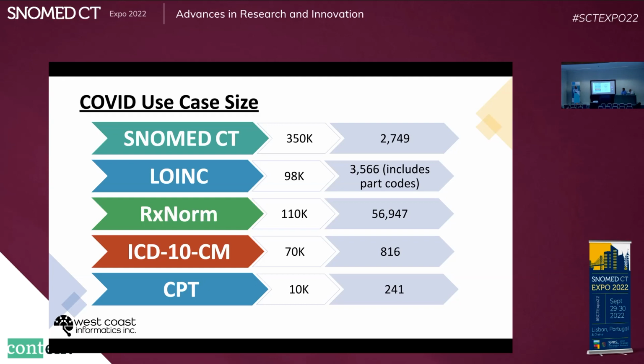RxNorm is a much larger slice. We only were able to reduce it by about half, and Brian will talk more about the reasons behind that. ICD-10-CM, 70,000 to 816, and CPT, we actually got it down to 241. In a lot of these cases, the value sets and the reference sets that we found to drive this, we actually found additional codes outside of that as a result of the review process. We were able to identify additional ICD-10 codes, for example, that weren't in the value sets that we found at, for example, the National Library of Medicine's Value Set Authority Center. Next slide.